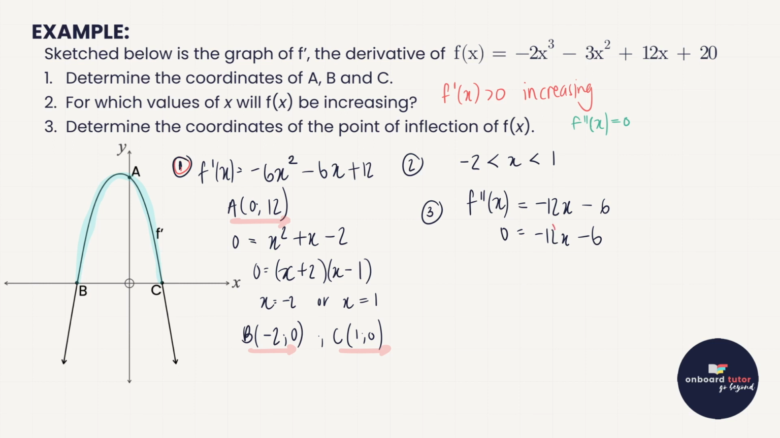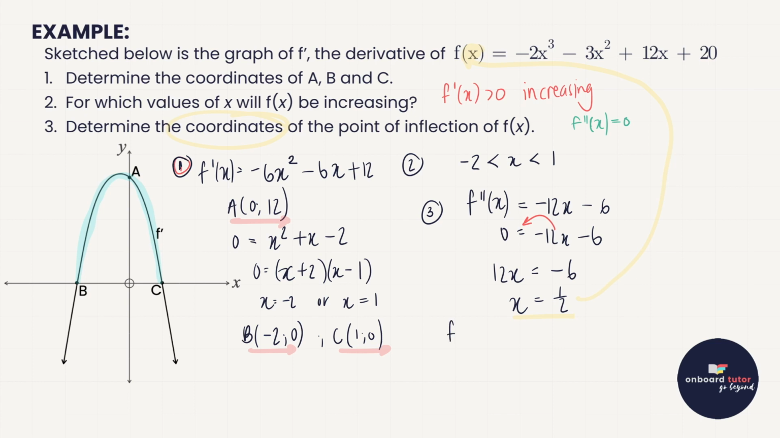Let's take this minus 12x across. So we then end up with 12x equals minus 6. Divide both sides by 12. So x is equal to a half. Okay, so now I've got an x value. Be careful because the question said coordinates. So I then need to take that and pop it in there to figure out the y coordinate. So let's do that.